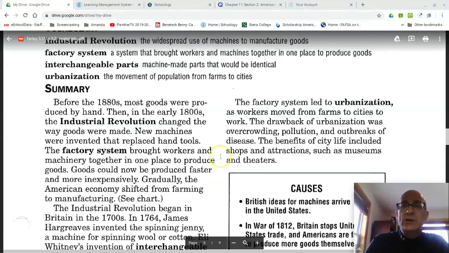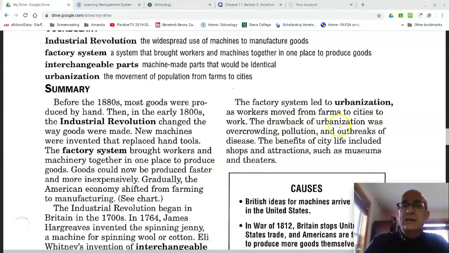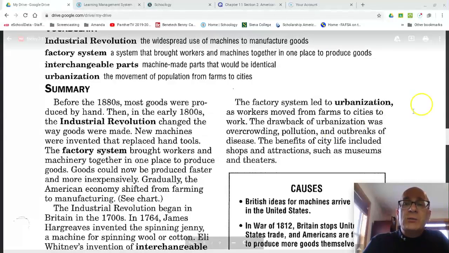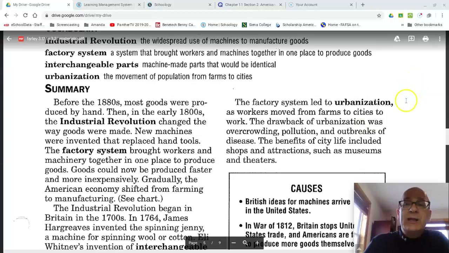Factory system is going to lead to urbanization as workers moved from farms to cities to work. And they moved in large numbers. Remember, before the Industrial Revolution in the North, while there certainly weren't large plantations like in the South, many, many Northerners also worked on small farms. And this factory system would lead many of them to leave the farms and move to the cities to work. The drawbacks, or some of the downsides of urbanization, were overcrowding, pollution, and outbreaks of disease.